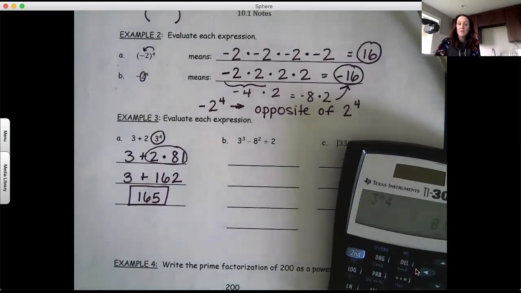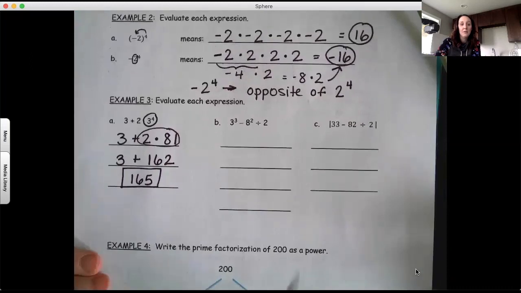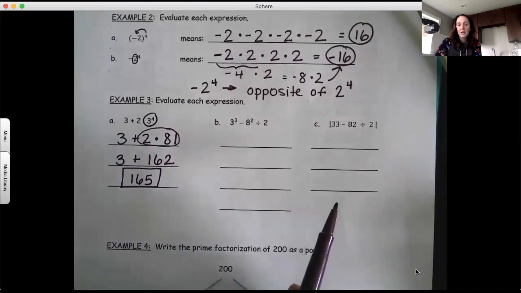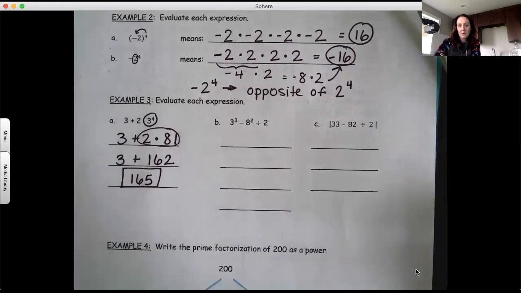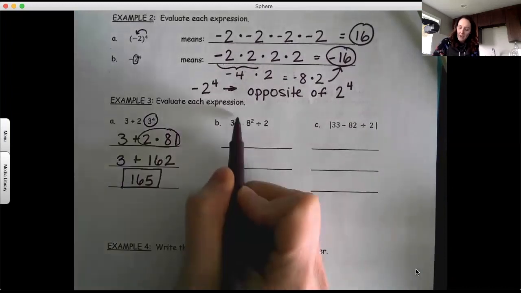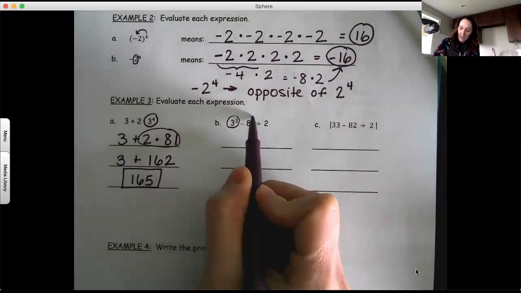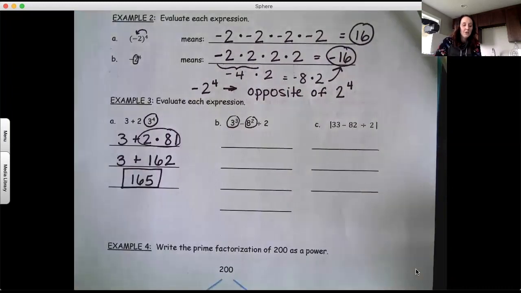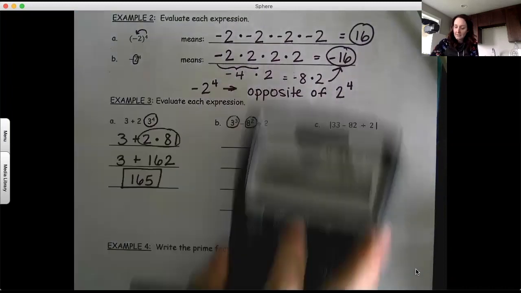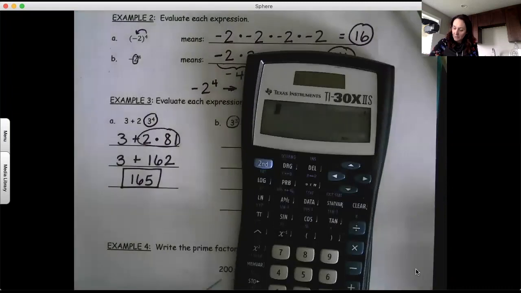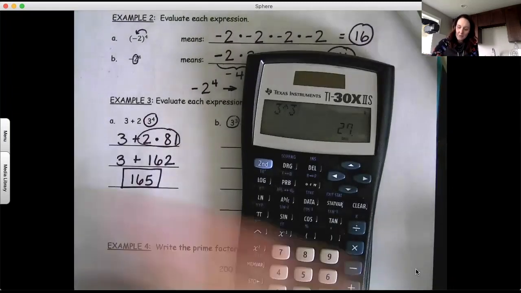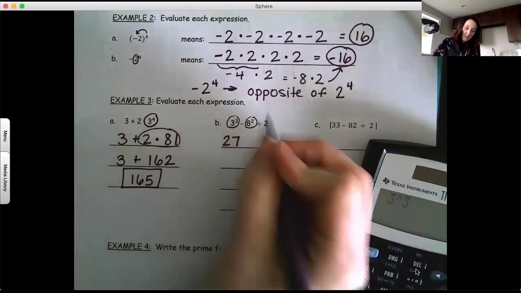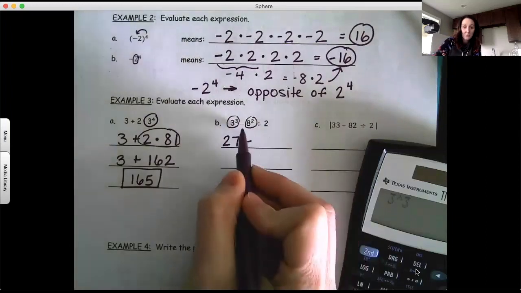If you want to pause this video and try problem parts B and C, go ahead and check your answer when you're done. If you're still not sure or want to keep going, then go ahead and just keep going with me. So notice in this part B, we have 3 to the 3rd, and then we have this 8 squared. They're both exponents, so I'm going to first figure out what 3 to the 3rd is. If I do this on my calculator, 3 raised to the 3rd is 27, so I'm going to record that. I'm going to still keep the subtraction symbol that's in between them.